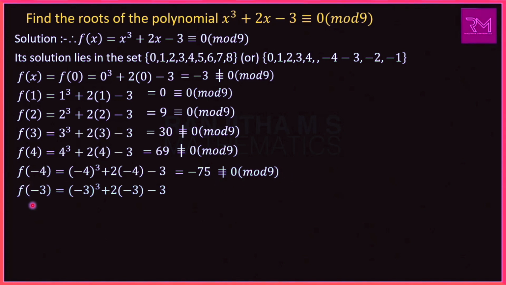In the similar way we have to check for minus 3, or we have to substitute for 6. Here if we substitute as minus 3 means minus 3 whole cube plus 2 into minus 3 minus 3, we get a value as minus 36. Minus 36 is congruent to 0 mod 9, because 9 divides 36 satisfies. Obviously 9 divides minus 36 also satisfies. So x is equal to minus 3 is also a root.